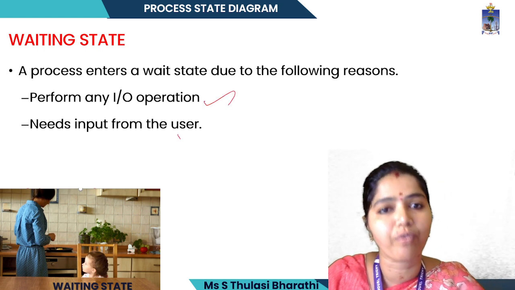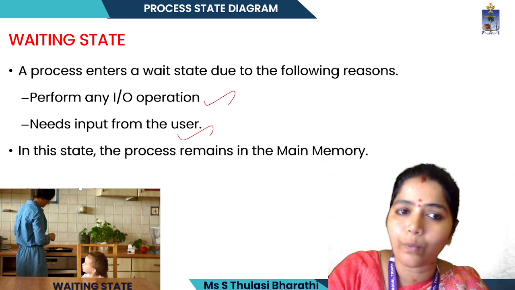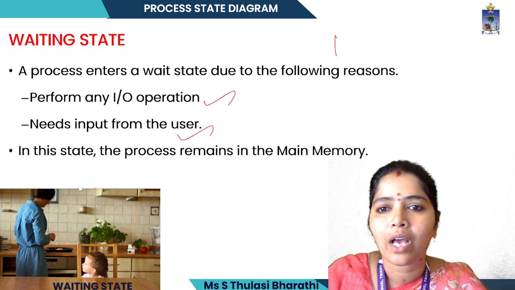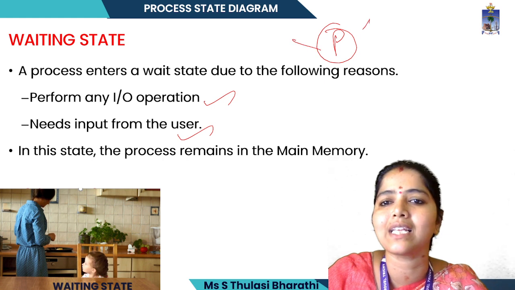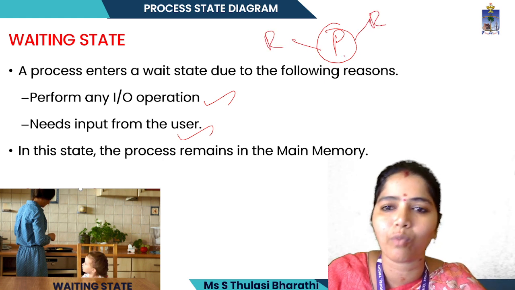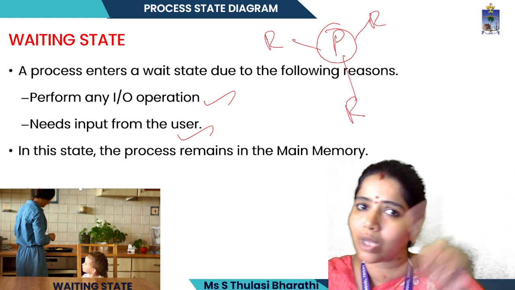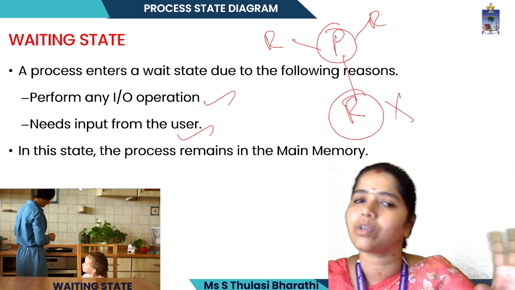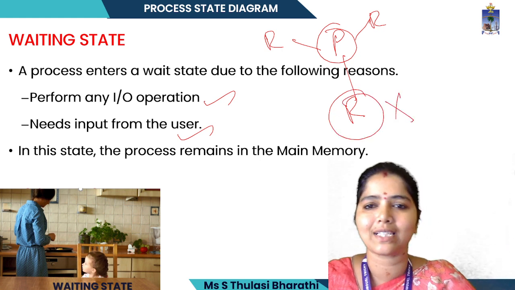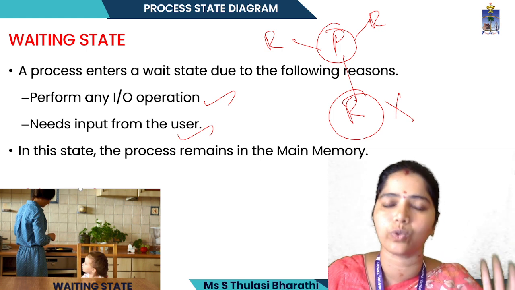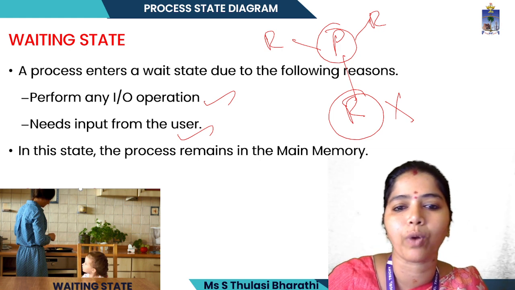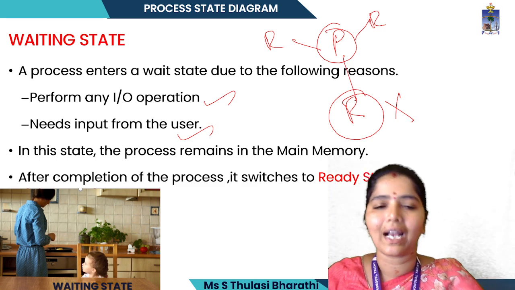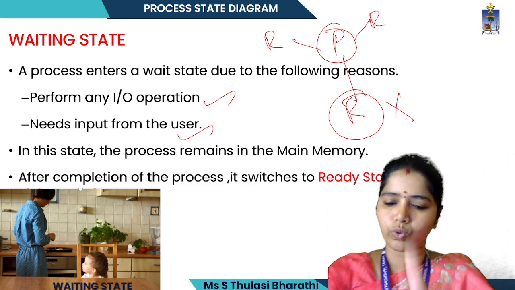If it needs any input from the user, it will be put in the waiting state, because a process is not done alone, right? If a process has to be done, it requires one or more resources. If any one of the resources is not available, then automatically it will be put in the waiting state until the resource has been allocated to that process. In this state, the process remains in the main memory. After completion, it switches back to the ready state to do its processing.